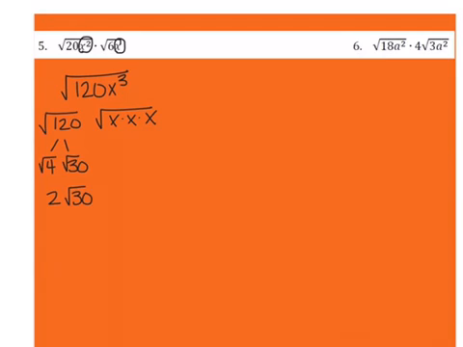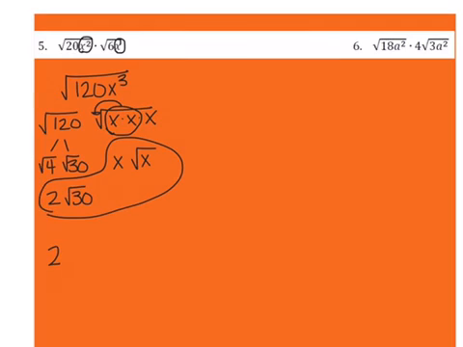And now simplify my variables. Remember, my variables need pairs in order for them to come out front. So that's going to be an x, and I'm going to be left with 1x underneath the root. So I'm going to put these two together by putting the things outside together and the things underneath together. So I'm doing 2x, and then underneath I'll have 30x. So my final answer is 2x root 30x.